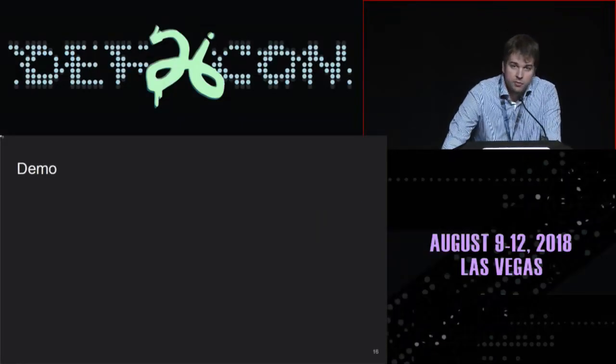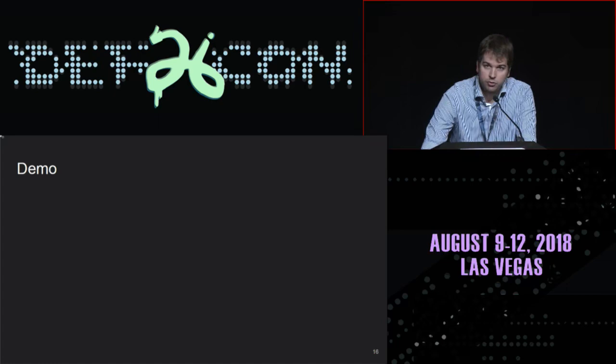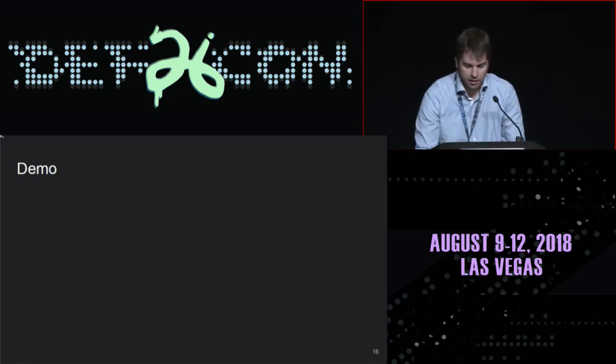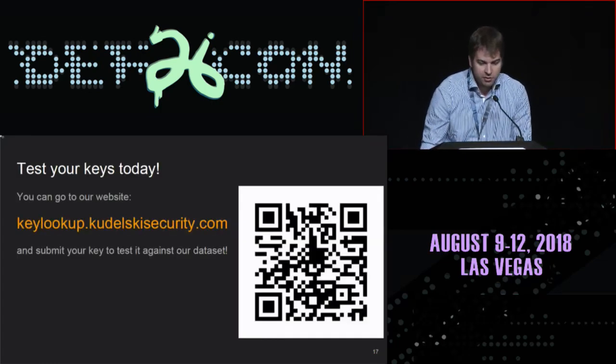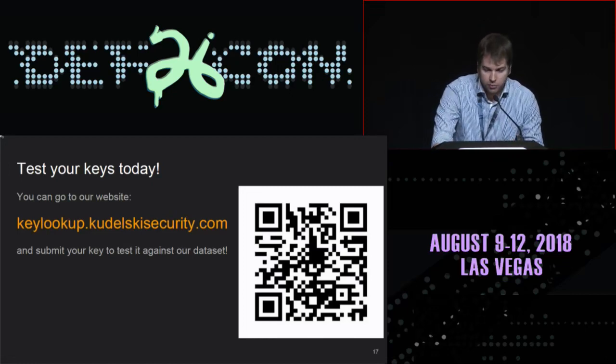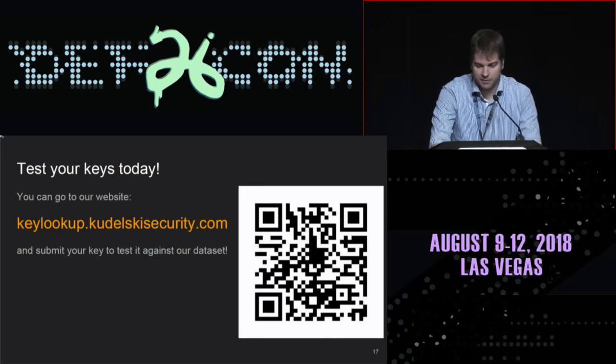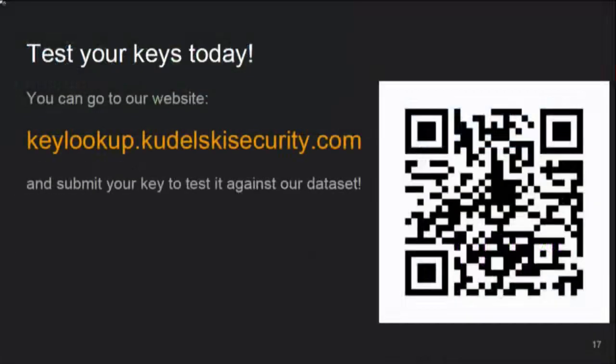So here what we did is we just computed the GCD between two keys for the example, but what we actually did is the GCD between all key pairs. And we have made a website that you can go to today. It's on keylookup.kudelskisecurity.com. You can upload your key and get it tested against our own data set. We promise we'll tell you if we find your private key. Maybe. Yeah, do not push the private key. We will find it.